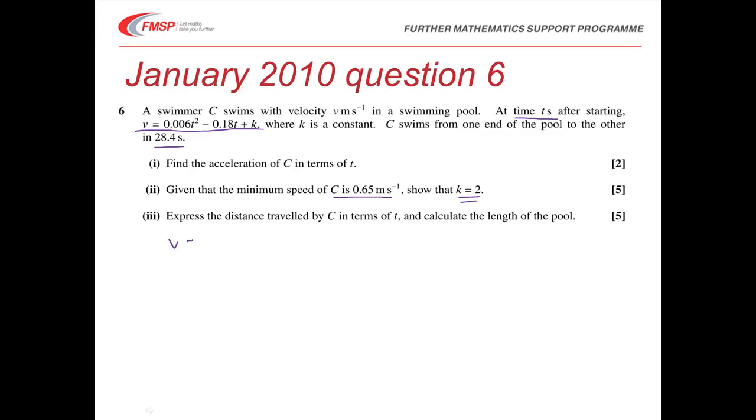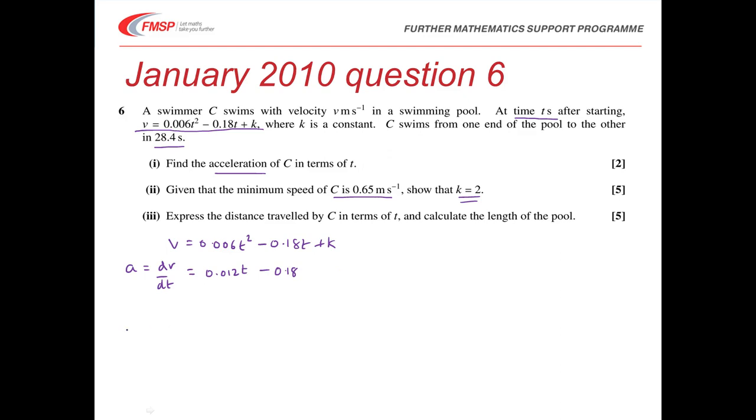Okay, let's see if we can sort that out. So the equation for the velocity, 0.006t squared minus 0.18t plus k, and the first thing we're asked for is the acceleration. So acceleration equals dv by dt. So we'll differentiate, bring down the power, so that's 2 times 0.006, which is 0.012, and here, if it's just a multiple of t, it's just the multiple, and differentiating k gives us 0. So there's our expression for a. That's the acceleration in terms of t.